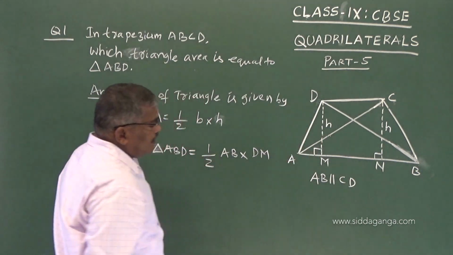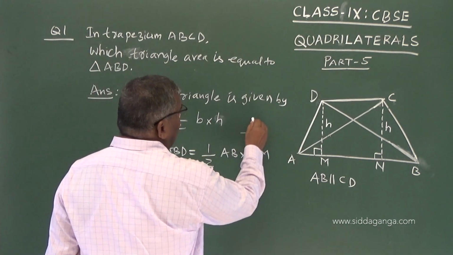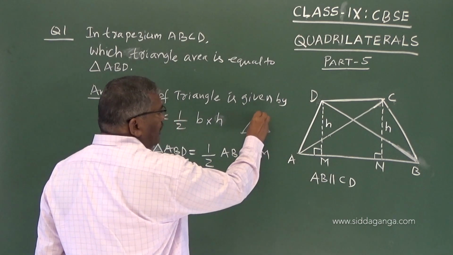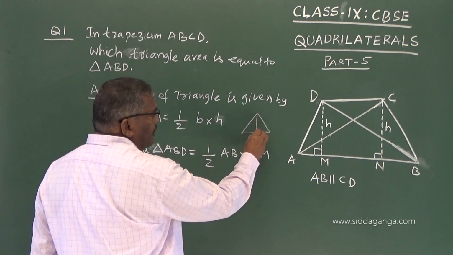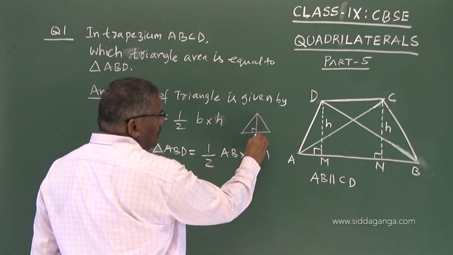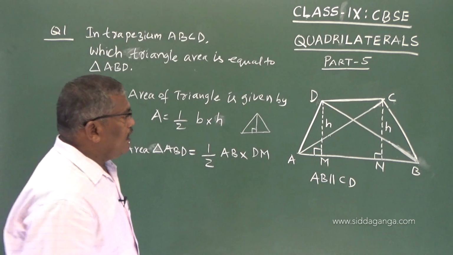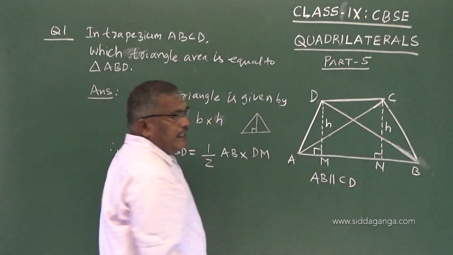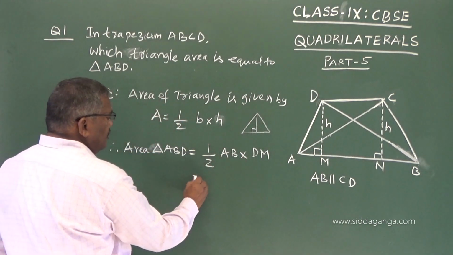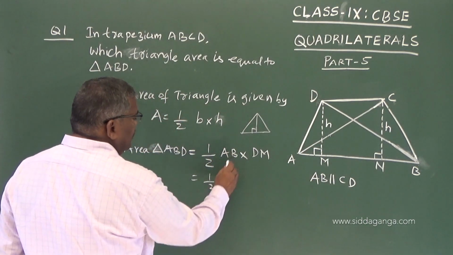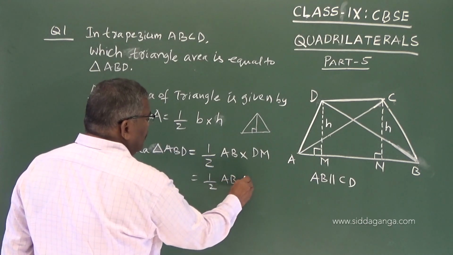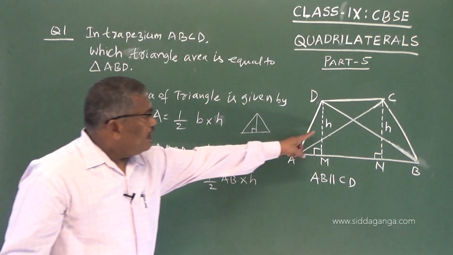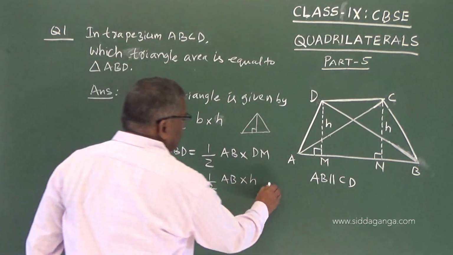So what is the height of a triangle? When we have a triangle, if we draw a perpendicular from the vertex to the base, this is known as the height of the triangle. In the case of ABD, DM is the height, and DM is nothing but H. So area of ABD is half AB into DM, which is half AB into H. So this is equation 1.